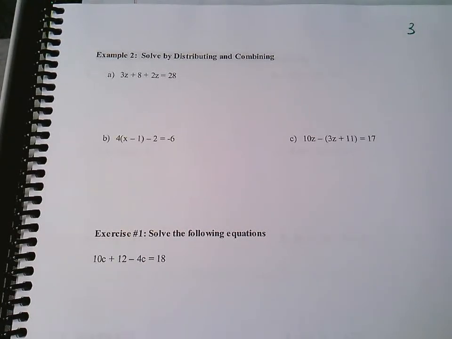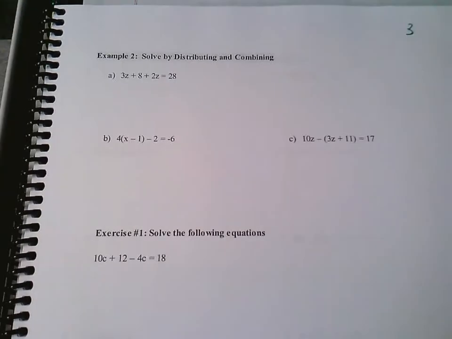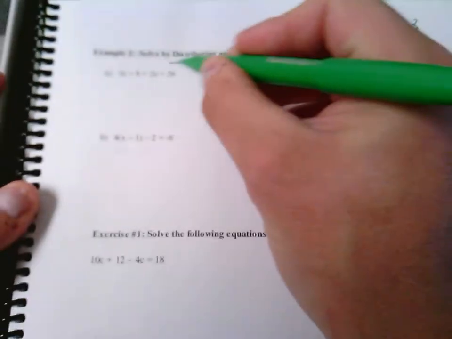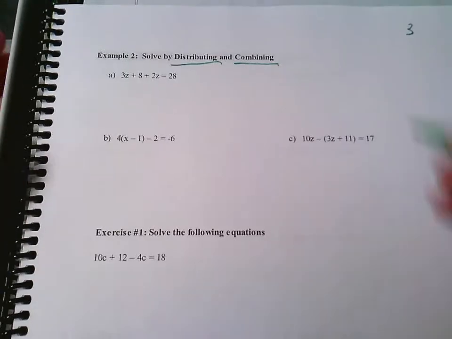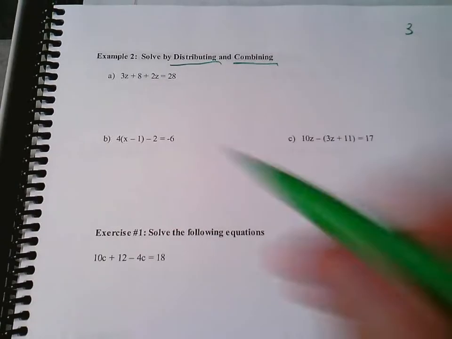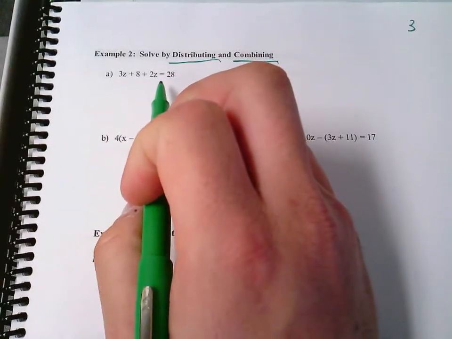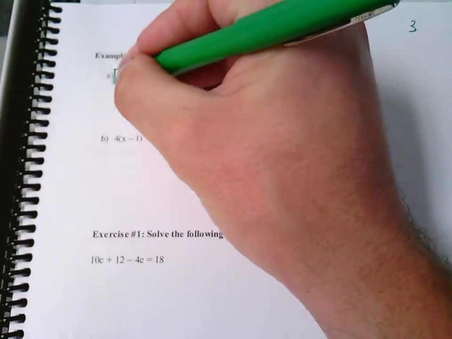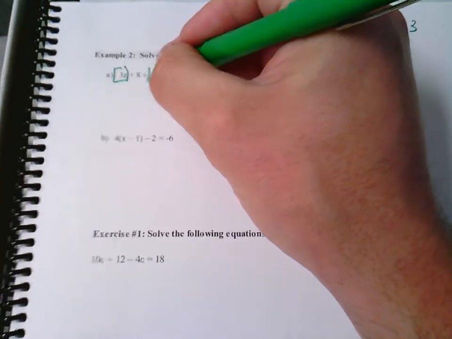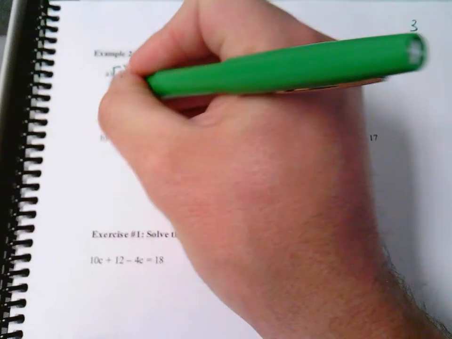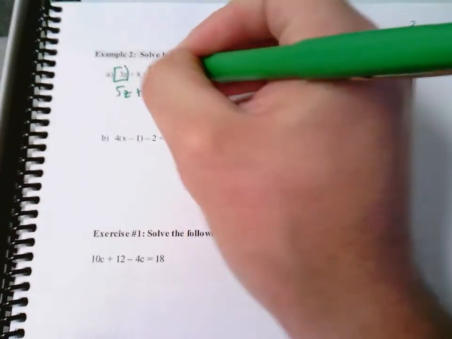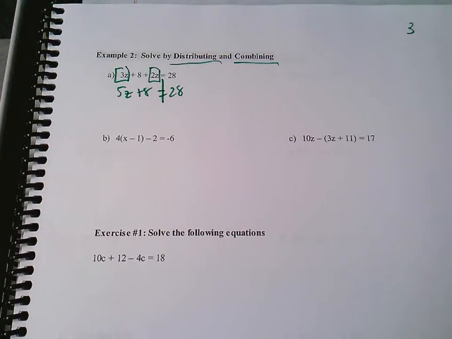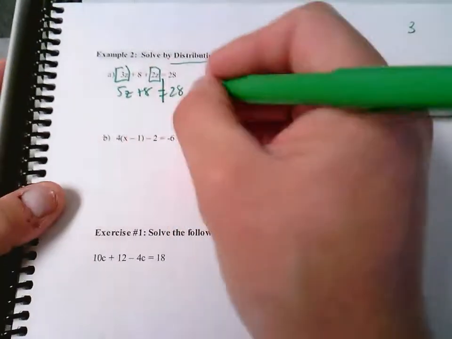All right, now that we're back, example 2. Now we're going to talk about solve by distributing and combining. So remember combining like terms. So in A, if you look, there's no parentheses, so there's no distributing that has to happen, but there is some combining that has to happen. So I can combine the 3z with the 2z. Gives me 5z plus 8 equals 28. Okay, and then from here, subtract 8 from both sides.